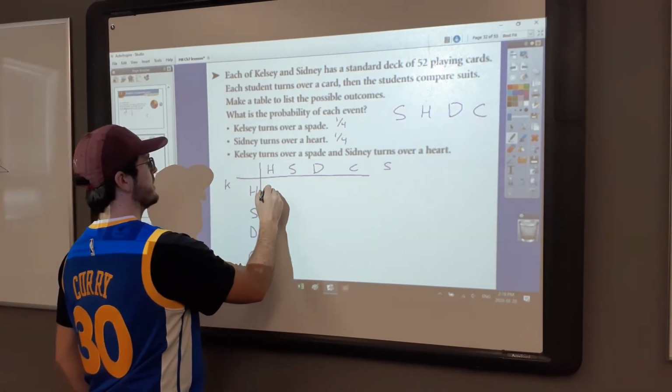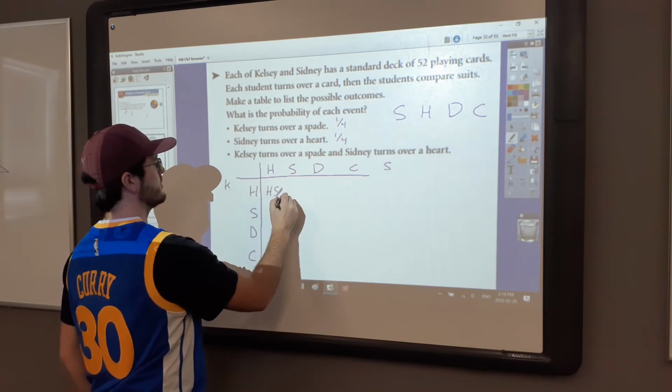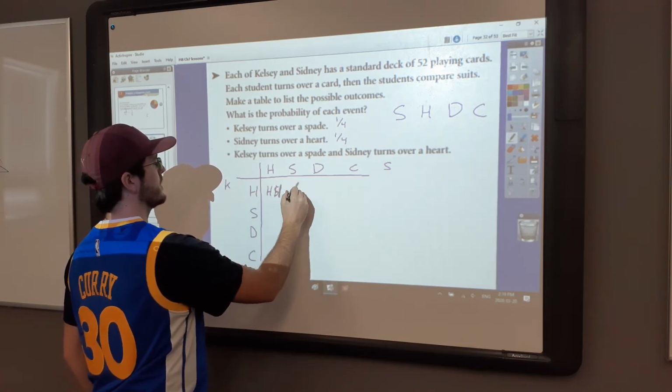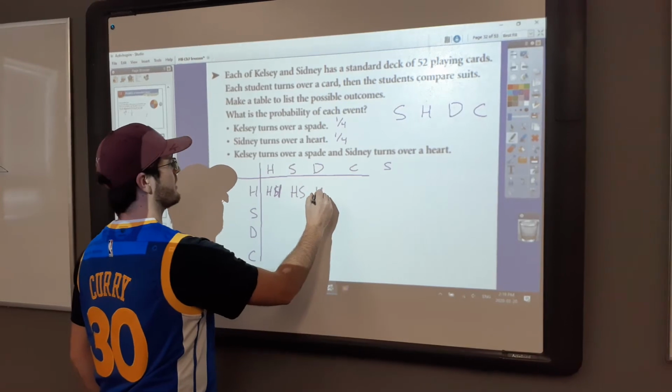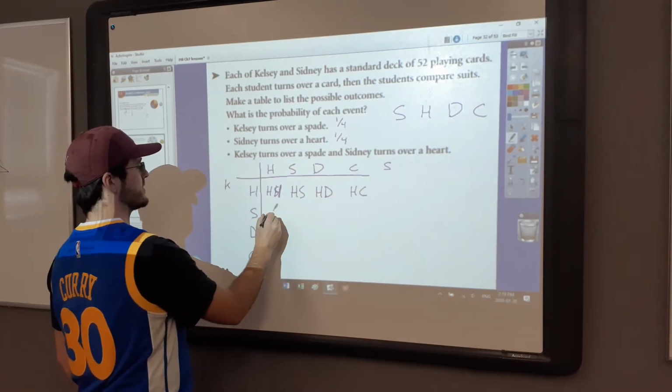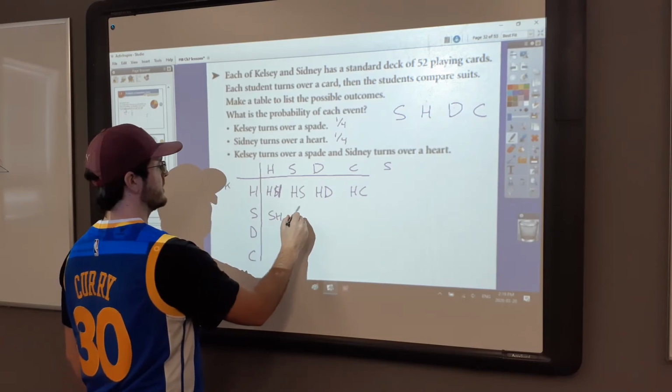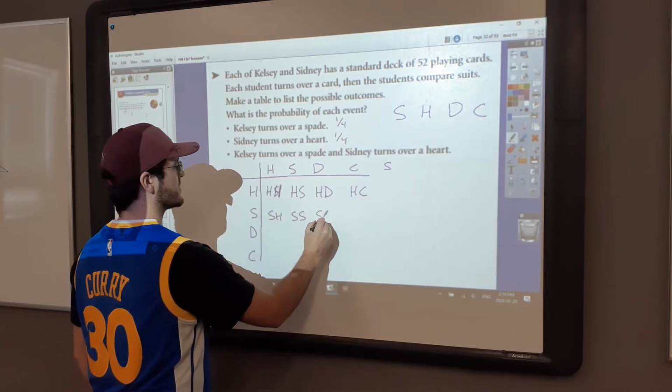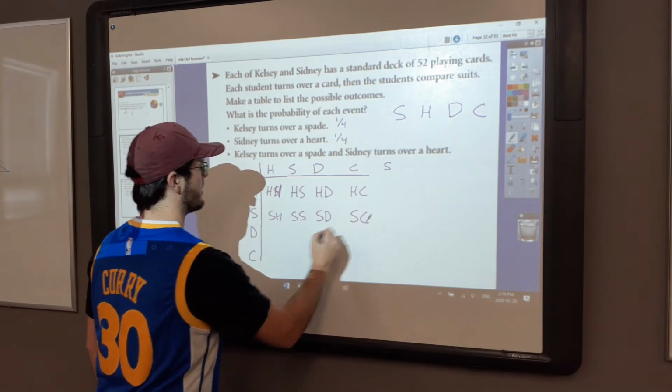We could have Kelsey with a heart and Sydney with a heart, sorry. We could have heart and spade, hearts with a diamond, hearts with a club. We could have Kelsey have a spade and Sydney has a heart. We could have spade and spade, spade with diamond, spade with club.